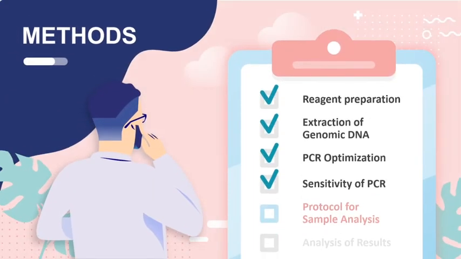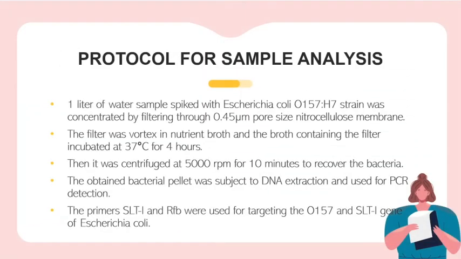Okay, for the methods of protocol for sample analysis. In the reading journal, the researchers concentrated a liter of water sample spiked with Escherichia coli O157:H7 strain by filtering it through a 0.45 micrometer pore size nitrocellulose membrane.